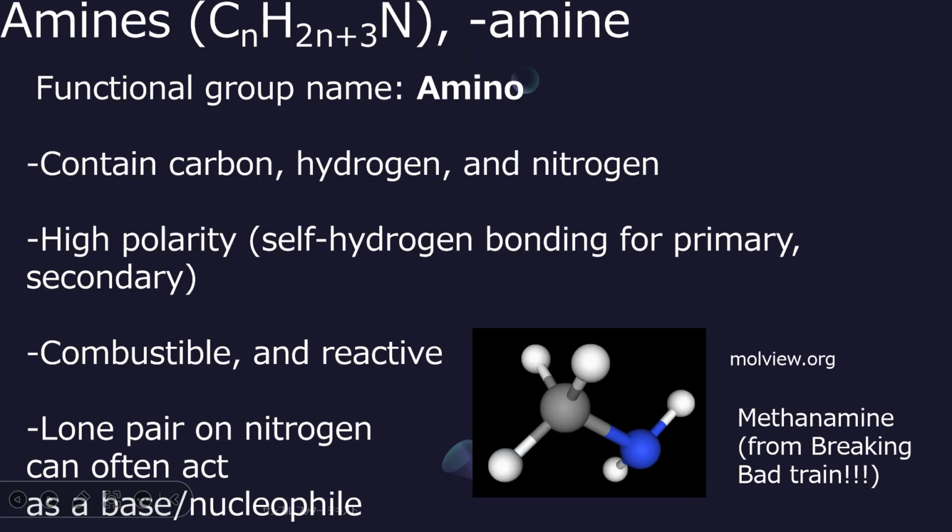All right, amines next. CnH2n+3N. Suffix amine. Functional group name, amino. This is where we start to introduce nitrogen. So our compounds can contain carbon, hydrogen, and nitrogen. These are high polarity. They can have self-hydrogen bonding for primary and secondary amines. As long as there is an NH bond in the molecule, it can hydrogen bond with itself. These are combustible and reactive for sure.